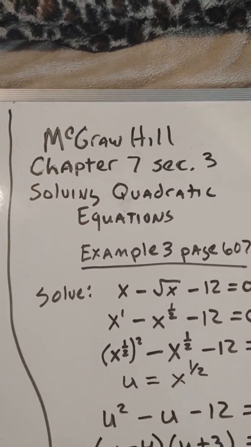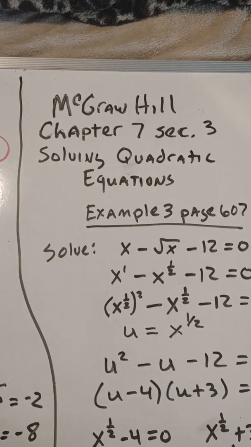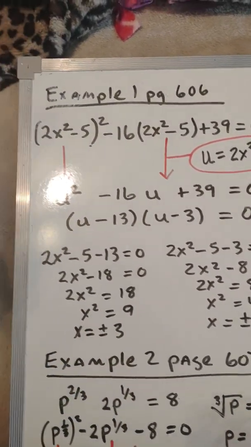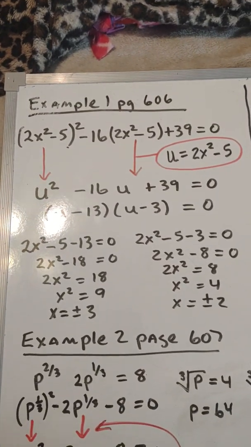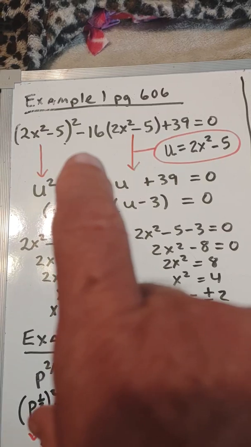All right, this is McGraw-Hill Chapter 7, Section 3, Solving Quadratic Equations. This is different than what we've done before because this gives you some new techniques, especially in terms of college algebra. This is example 1, page 606.